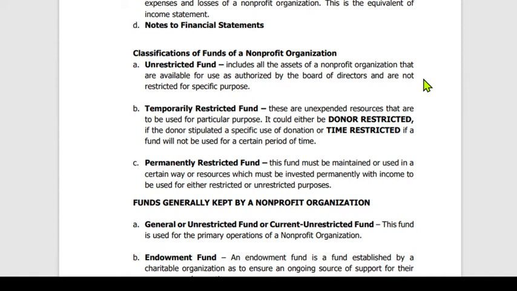So let us compare. Pag permanently restricted naman, this fund must be maintained or used in a certain way of resources which must be invested permanently with income to be used for either restricted or unrestricted purposes. Okay, the guiding rule for you to identify whether it is temporarily restricted and it is permanently restricted is the period. When we say permanently restricted, normally the restriction is indefinite. So, hindi mo ma-identify kung hanggang kailan tatagal yung restriction. So, normally, you classify it as permanently restricted.